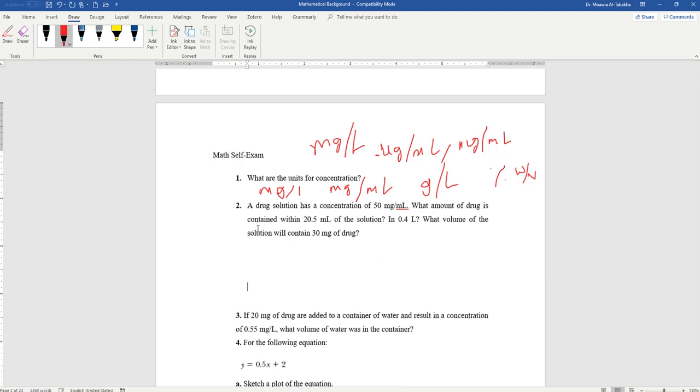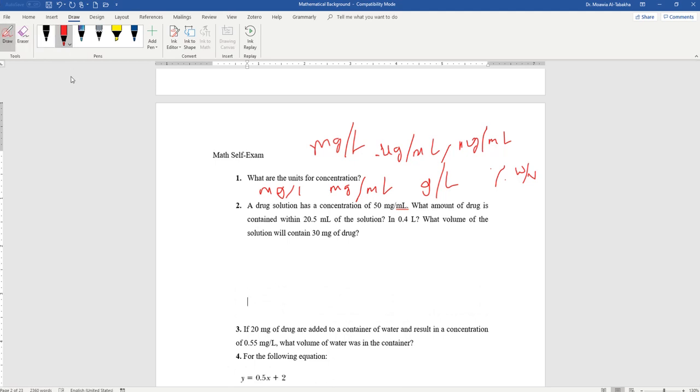Now, in the beginning, that's what you need to do. You need to say, okay, we have 50 milligram that is in 1 ml. You see, the volume is on this side, and the amount of the drug is on this side. So it says, how much is there in 20.5 ml? Where do I put the volume? So I put it here, 20.5 ml. So here is X.